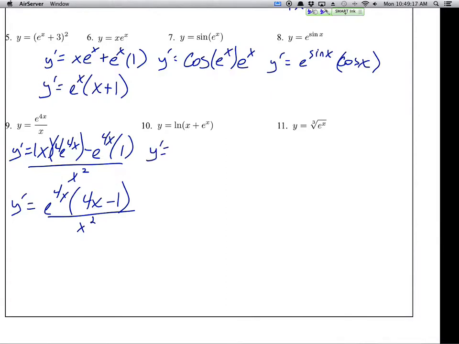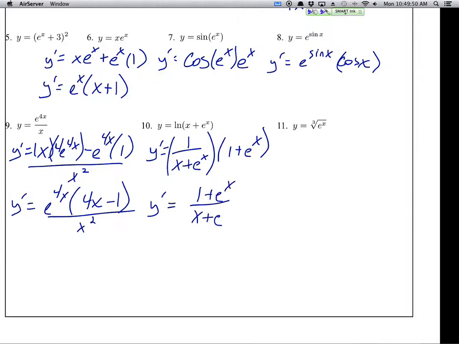Alright, Amelia, 10. Do you take the absolute value of what's inside? You're thinking about it backwards. It's 1 over what's inside times the derivative of what's inside. Derivative of x is 1, and the derivative of e to the x is e to the x. So if I clean this up, 1 plus e to the x over x plus e to the x. Can I cancel the e to the x out? No.